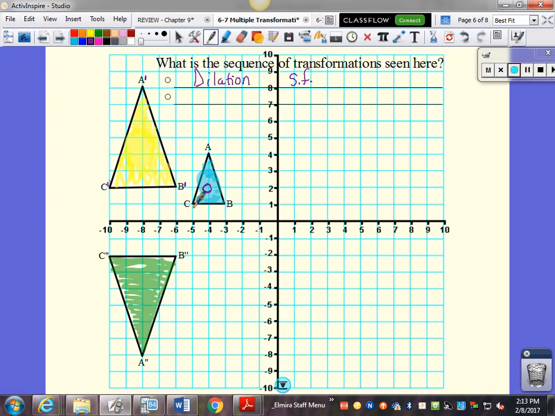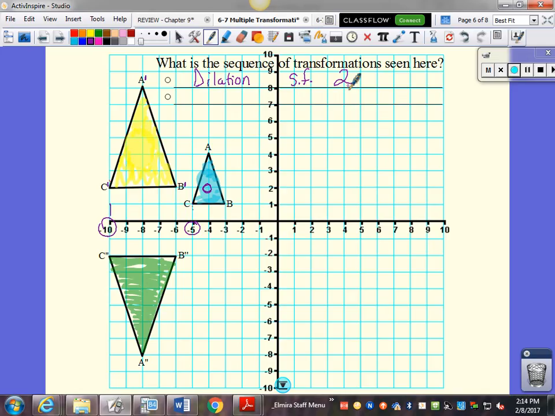So if this is my original, all I have to do is come down and say, okay, one of the coordinates of C is -5. That's the x-coordinate. The x-coordinate of C prime is -10. Well, what did I multiply -5 by to get -10? I multiplied it by 2. So my scale factor is 2. I only have to do that for one coordinate of 1 point because they'll all be the same.